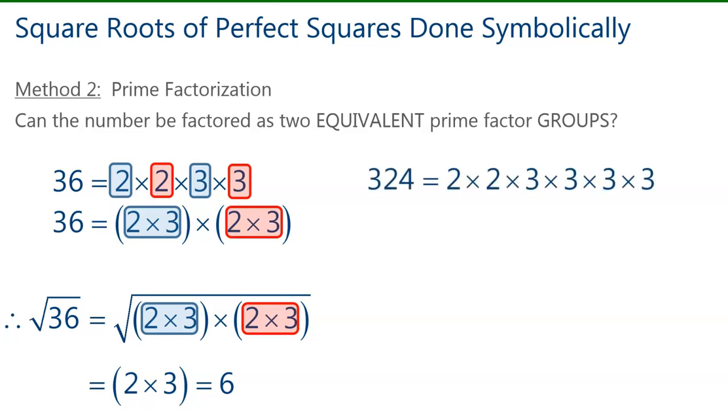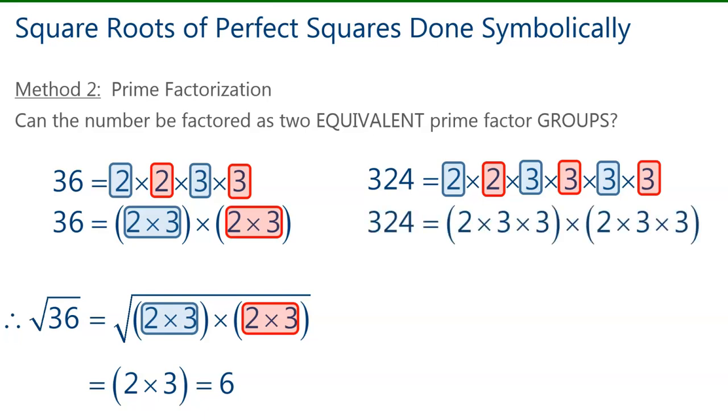Let's look at 324. 324 can be written as 2 times 2 times 3 times 3 times 3 times 3. So we have 2 2s and 4 3s. We have one group of 2 times 3 times 3 and a second group of 2 times 3 times 3. So 324 can be written as a product of two groups of 2 times 3 times 3.